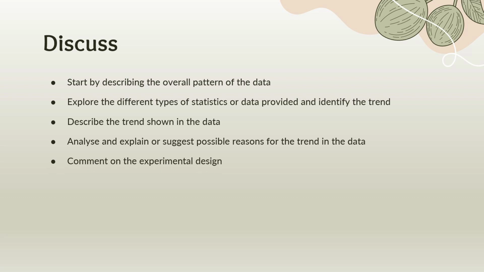After that, you should describe this pattern in the first sentence, then analyze the possible reasons behind the trend and explain it. For example, if smoking increases the risk of cardiovascular diseases, it can be due to nicotine causing atherosclerosis. Finally, you should also talk about the experimental design. Is it reliable enough, such as the length of the study, sample size, and validity?